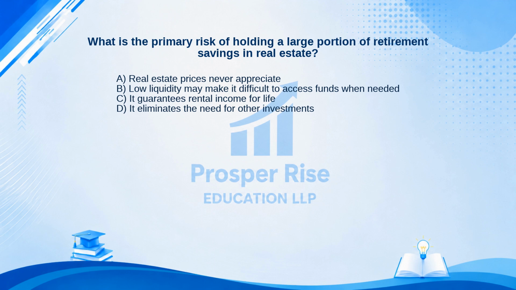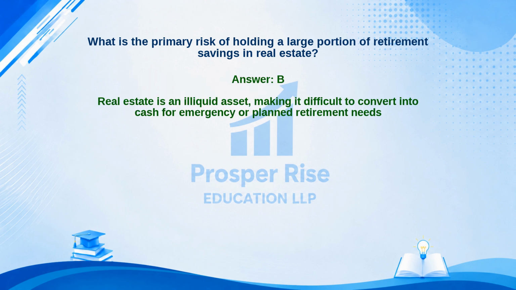Take a moment to pause the video and decide. The correct answer is Option B. Let's see why. Real estate is an illiquid asset, making it difficult to convert into cash for emergency or planned retirement needs.